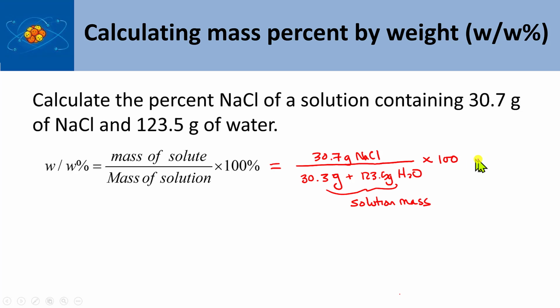So when you go ahead and do that, what you end up with is 19.909%. I have 3 sig figs here, so I'll round it to that point, and I'll end up with 19.9% sodium chloride solution.